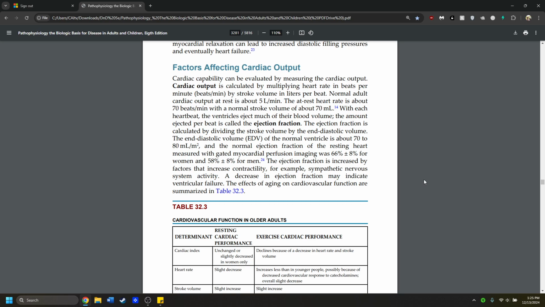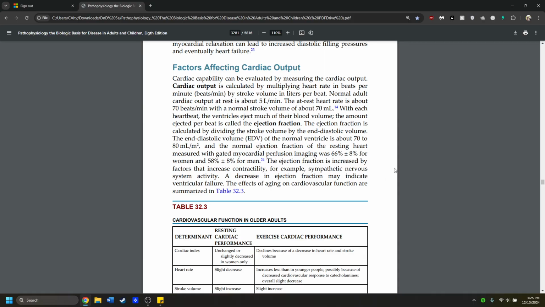The ejection fraction is increased by factors that increase contractility, for example, sympathetic nervous system activity. A decrease in ejection fraction may indicate ventricular failure. The effects of aging on cardiovascular function are summarized in Table 32.2.